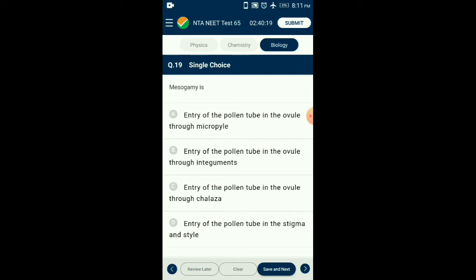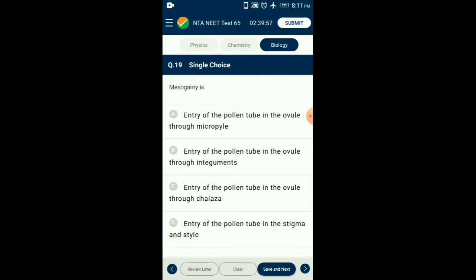Question number 19. Mesogamy: during fertilization, the pollen tube enters the ovule through three pathways. When the pollen tube enters the ovule through the micropyle, it is called porogamy. This is the most common pathway. If the pollen tube enters the ovule through the integuments, it is called mesogamy.